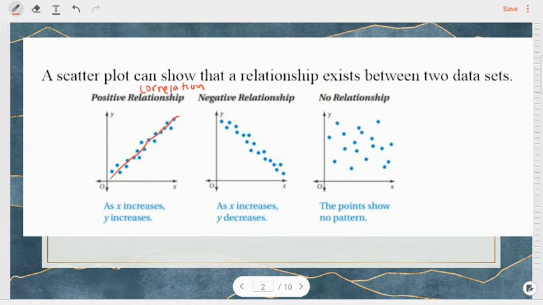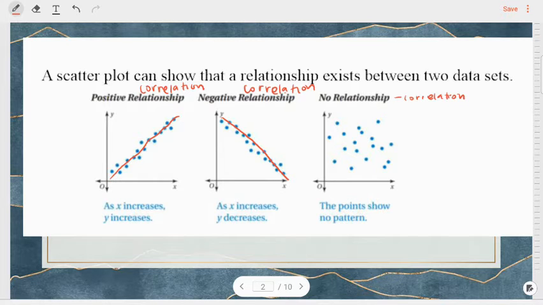We also have negative relationships. The trend is going down for negative relationships. Sometimes, again, we call them negative correlation. And then we have things that have no relationship at all. You can see that there really is not a pattern that goes along with my scatter plot, and we would say that this has no relationship or no correlation.